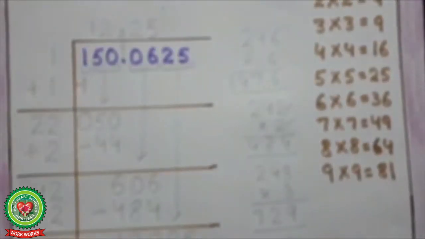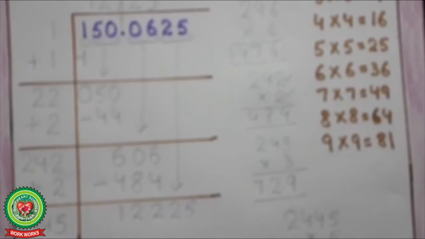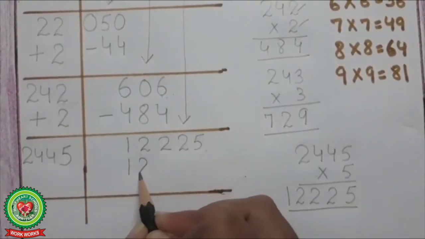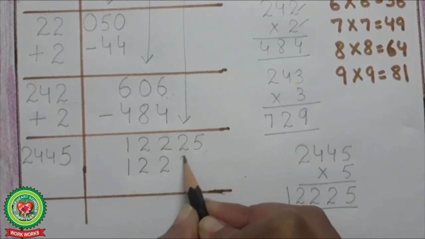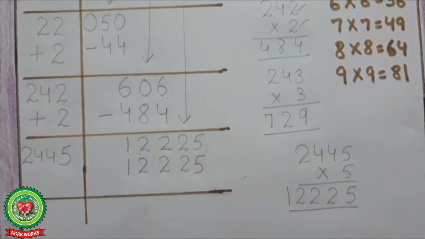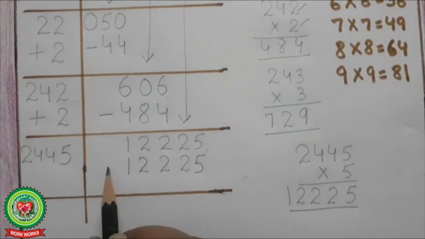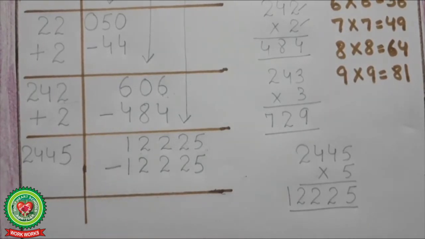such that 2,445 multiplied by 5 will give you a number equal to 12,225, which we will write down under the dividend like this. Then again our next step is to find the remainder, that we get by subtracting 12,225 from 12,225. We got 0.